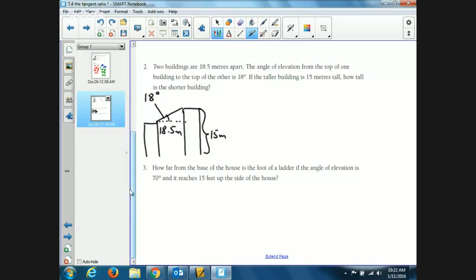And then a ladder leaning against the house. We've done that drawing in the previous two sections, so you should probably be good on those.